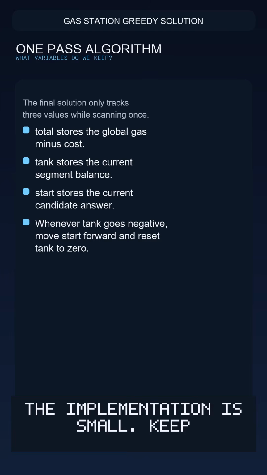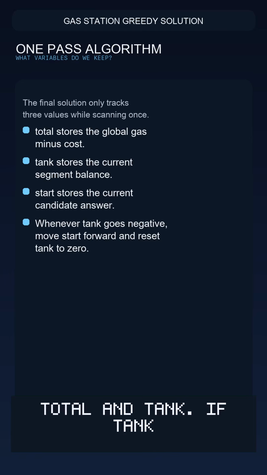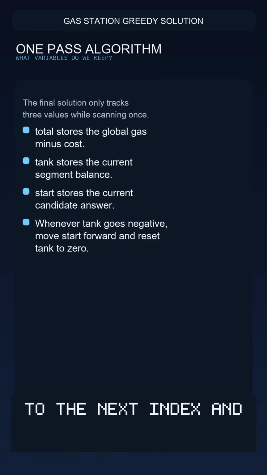The implementation is small. Keep total, tank, and start. Add gas minus cost into both total and tank. If tank ever goes negative, move start to the next index and reset tank to 0.